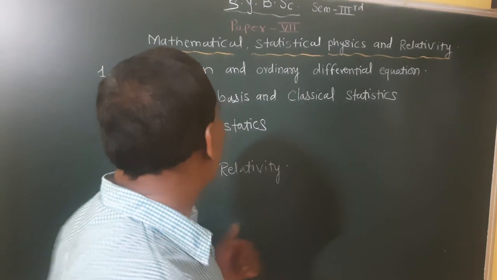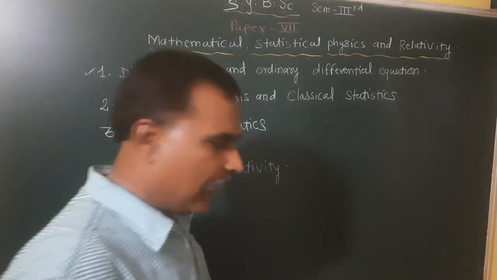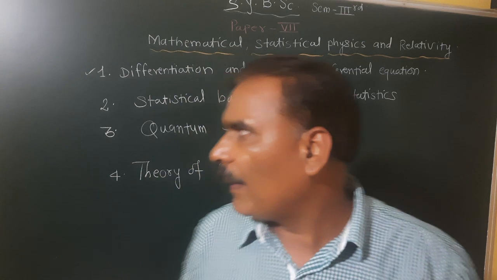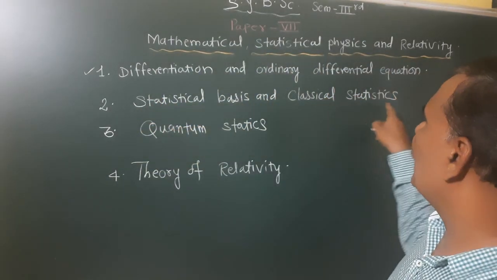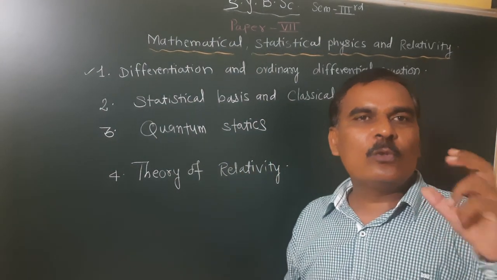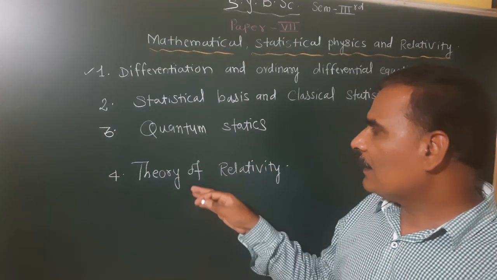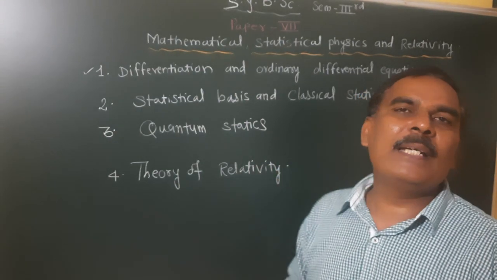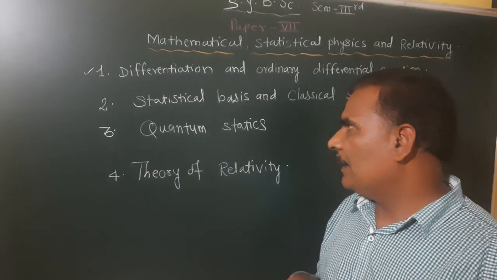In that we have one topic for mathematical physics and 2 topics for statistical mechanics. For statistical mechanics we have statistical basis and classical statistics, and the third one is quantum statistics. These 2 topics come in statistical mechanics. And lastly, we have the theory of relativity. It is a very familiar topic we have to study in this course.